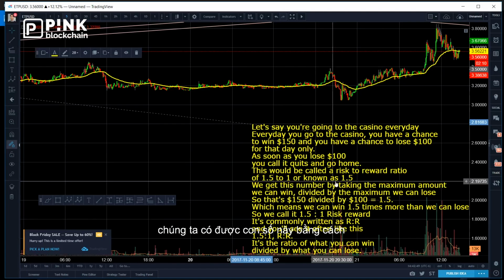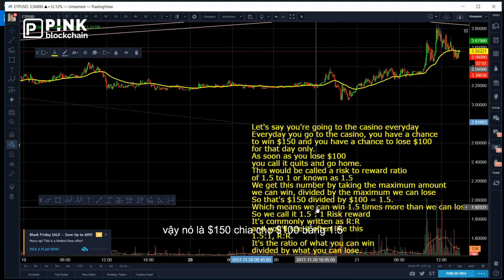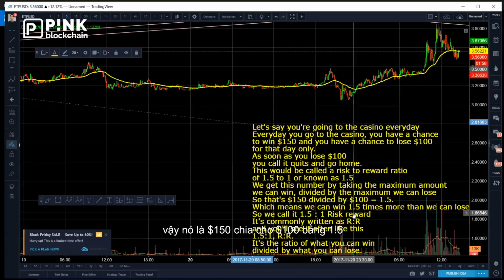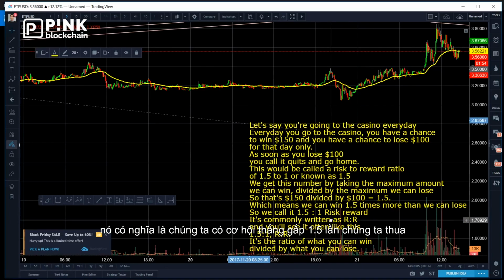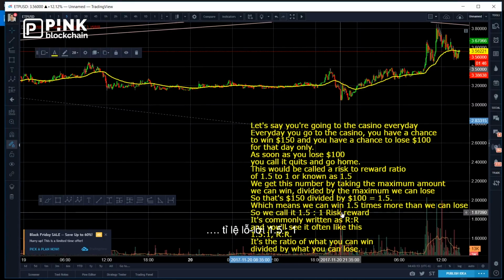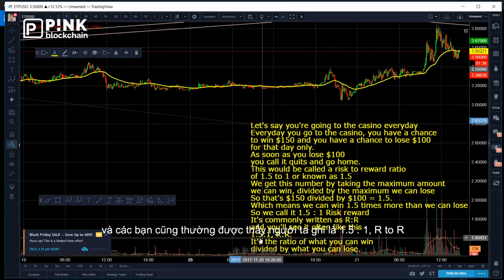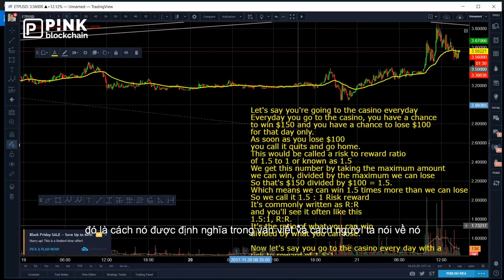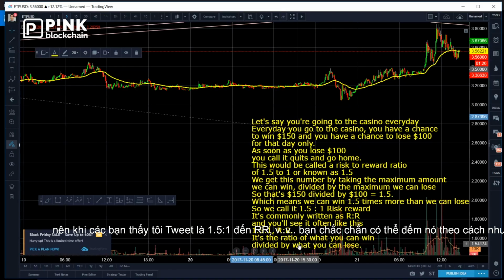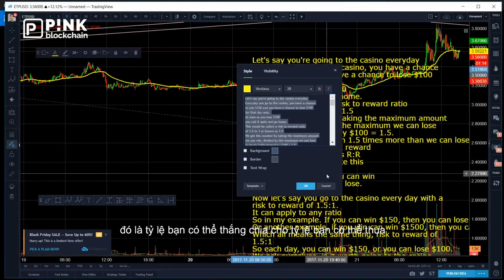We get this number by dividing the maximum amount we can win by the maximum amount we can lose. So that's $150 divided by $100 is equal to 1.5, right? Which means we can win 1.5 times more than we can lose. So we call this 1.5 to 1. This colon is read as "to", okay? Like 1.5 to 1 risk to reward ratio. It's commonly written as R:R, known as risk to reward. And you'll also see it often written like 1.5 to 1 RR. So that's how it's written and how people talk about it. Whenever you see me tweet about 1.5 to 1 RR, you can definitely count on it like this, okay? So it's the ratio of what you can win divided by what you can lose.